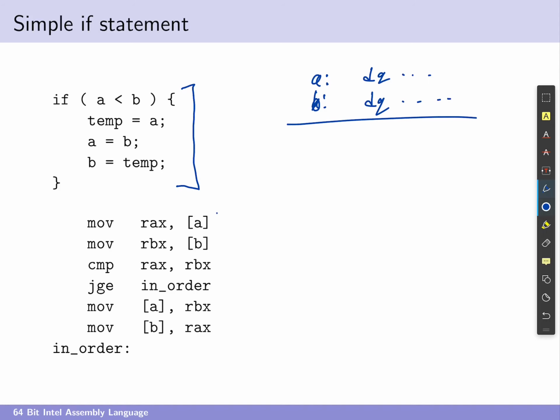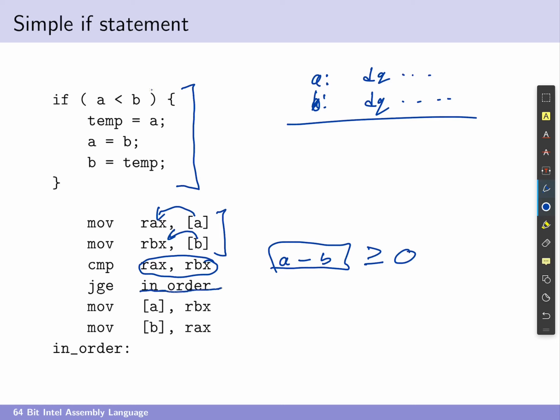So the first thing I'm going to do is pull A and B from memory. So I'm going to take A and store it in RAX, or the value at location A. Then I'm going to take the value at location B and put it in RBX. Then I'm going to perform a comparison. So in essence, what's actually happening here is I'm doing A minus B. And I'm not storing the result anywhere, but I'm using the flags that it sets to perform my next operations. Then what's going to happen is I'm going to say, okay, well, if the result of this computation was greater or equal to 0, then I want to jump to in order.